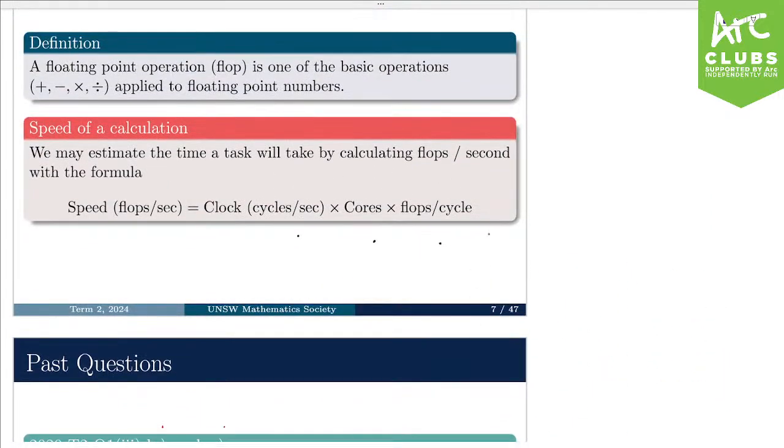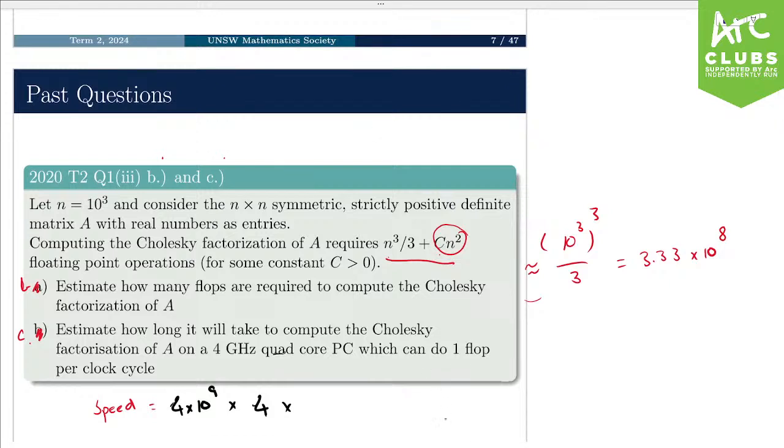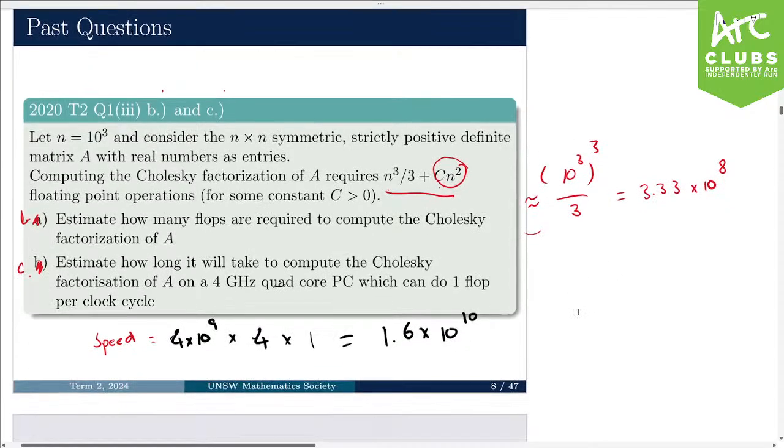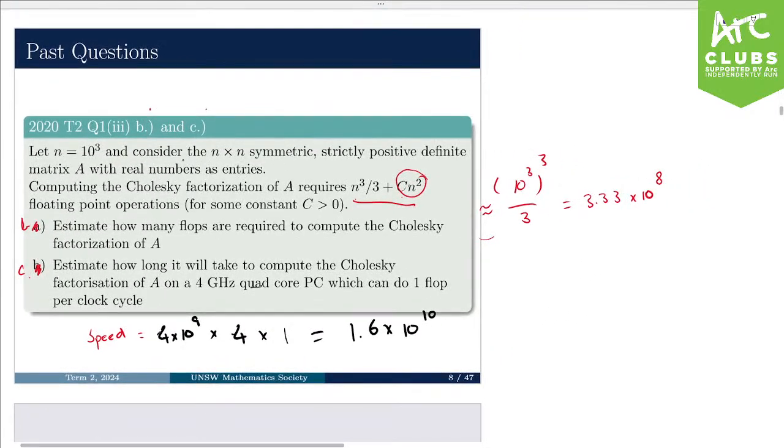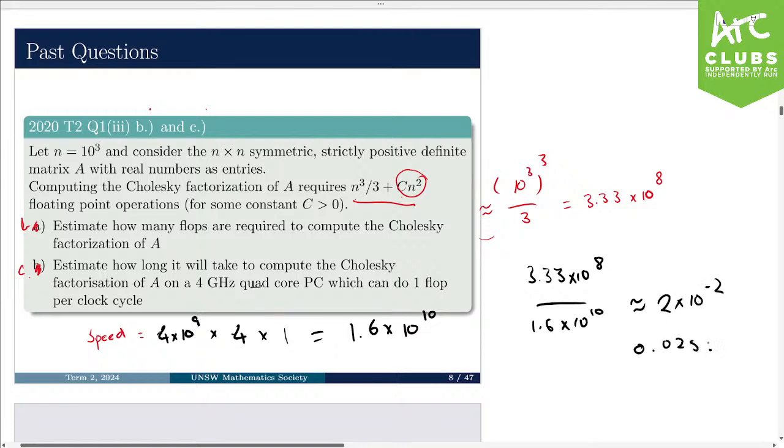So the speed in flops per cycle. So this is 1 flop per cycle. So we end up with a speed of 1.6 times 10 to the 10. And then how long the task will take, we can just take the number of flops divided by the speed. So 3.33 times 10 to the 8 over 1.6 times 10 to the 10. So this will approximately be 2 times 10 to the minus 2, or 0.02 seconds.